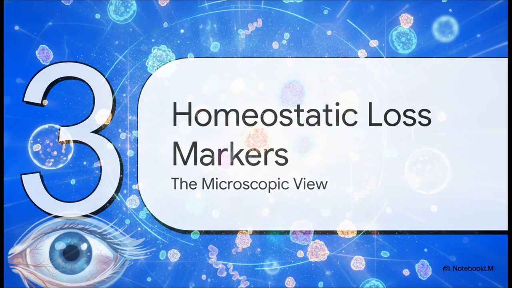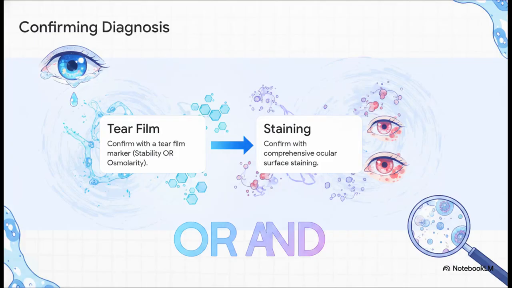That brings us to Section 3, Markers of Homeostatic Loss, the microscopic view. This is the absolute climax of the diagnostic funnel. To successfully transition from subjective screening to an objective diagnosis, you've got to rely on a very specific Boolean logic that DEWS 3 outlines. Step 1, you must find a positive tear film marker. That means tear film instability or hyperosmolarity.